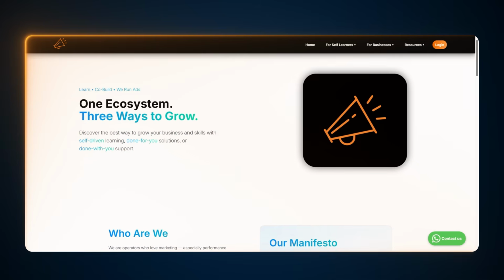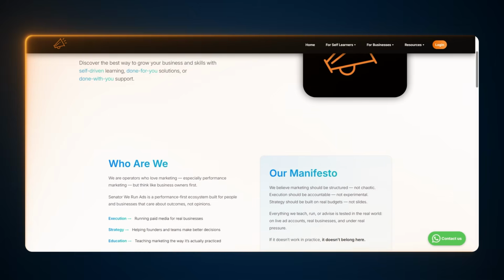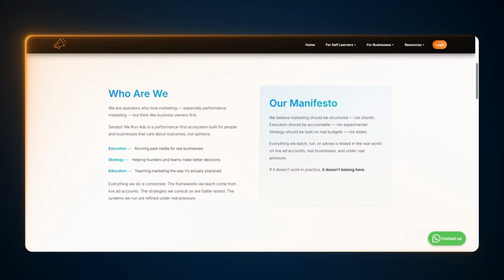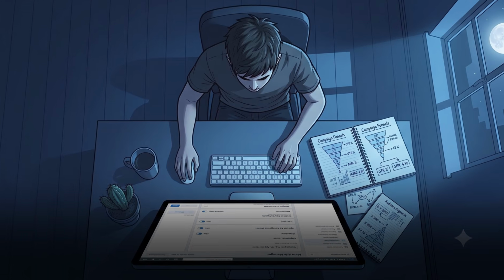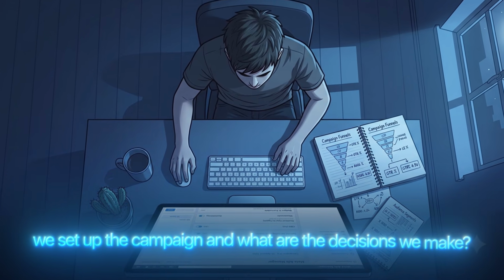Now we will focus on how I, or we at Senator We Run Ads, approach different Meta campaigns. So when we get a client, what do we do from getting the client, talking to them for the first time, until we set up a campaign for them, and step by step we will show you what are the different processes until we set up the campaign and what are the decisions we make.